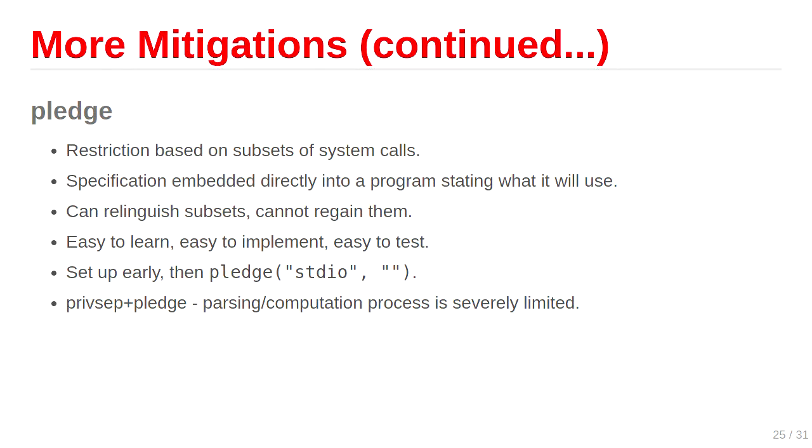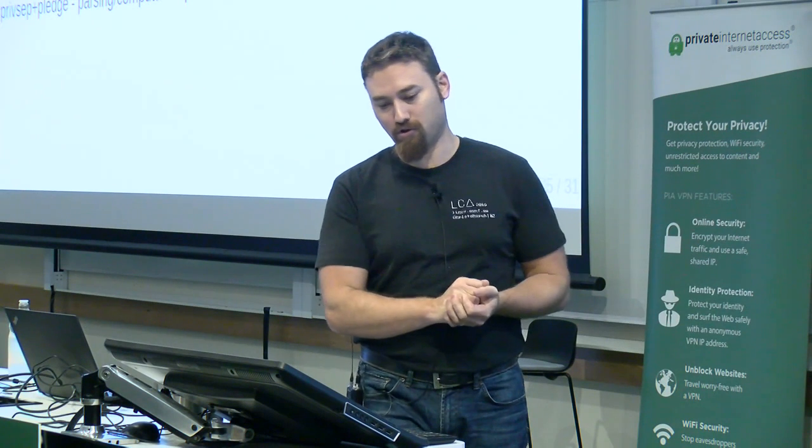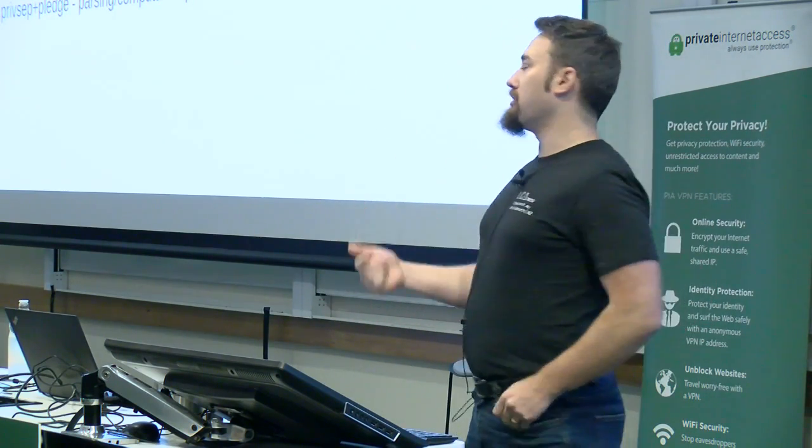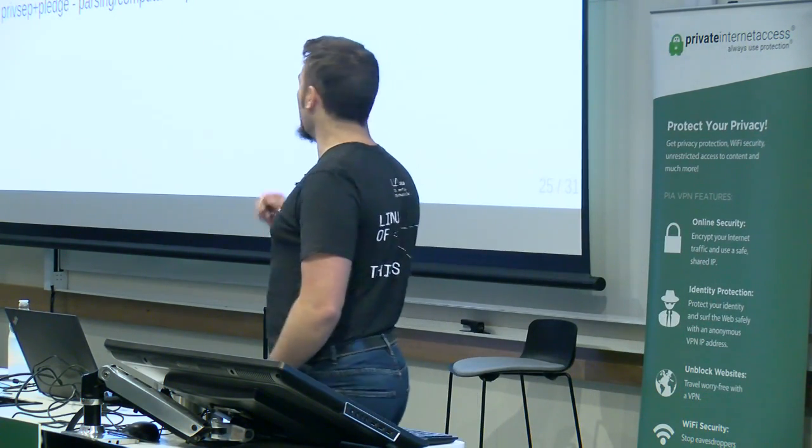Pledge is one which is relatively new and has been a rather interesting journey to follow along. The whole idea here is that it provides restrictions based on subsets of system calls. This isn't new. There's a bunch of other tools around that do this, everything from SE Linux, AppArmor, Capsicum, etc. But the interesting thing with Pledge is it's actually a specification which is baked directly into the program. So the program is saying, I'm only going to use the following, and if it doesn't obey that, then it simply is terminated. It can continue on further to relinquish subsets of functionality, but we can't actually regain them.